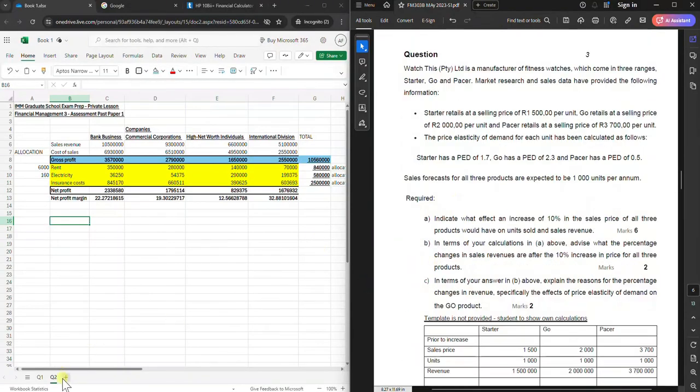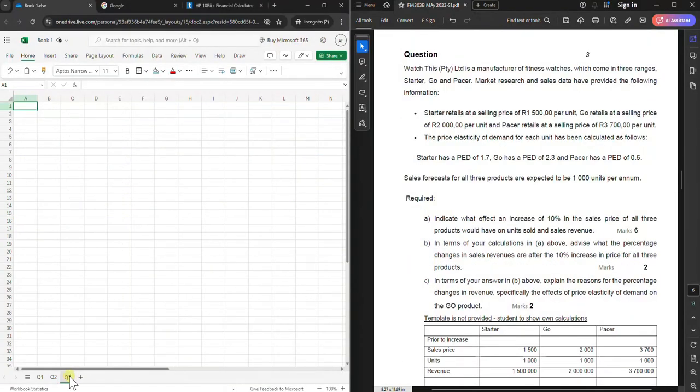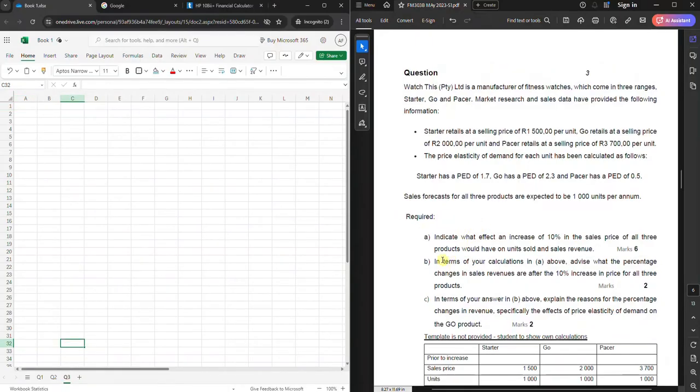Let's go to question 3. Okay. What is question 3 looking at? There's the required. Okay. So indicate what effects an increase of 10% in the sales price of all 3 products will have on the units sold. Okay. So this is just a mathematics question more than finance. In terms of the calculation above, advise the percentage changes. So they want the change in sales and they want the percentage change. And then explain the reasons for the percentage change. That's a theory question relating to the workings.